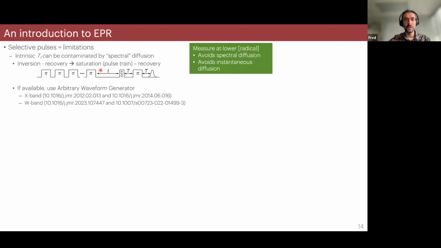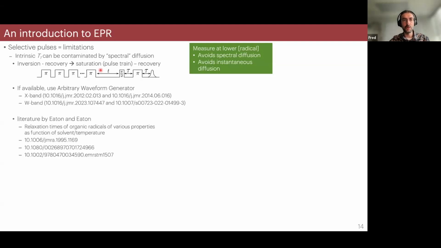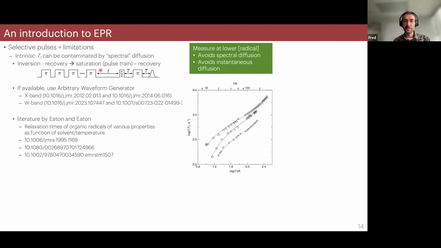that have these capabilities. And when it comes to electron relaxation times, the T1, I recommend the literature by Eaton and Eaton on the organic radicals, because they have measured everything, I believe, in all the conditions possible: various solvents, various temperatures, various fields. And I'm mentioning here a few of the papers if you want to dig into this literature.